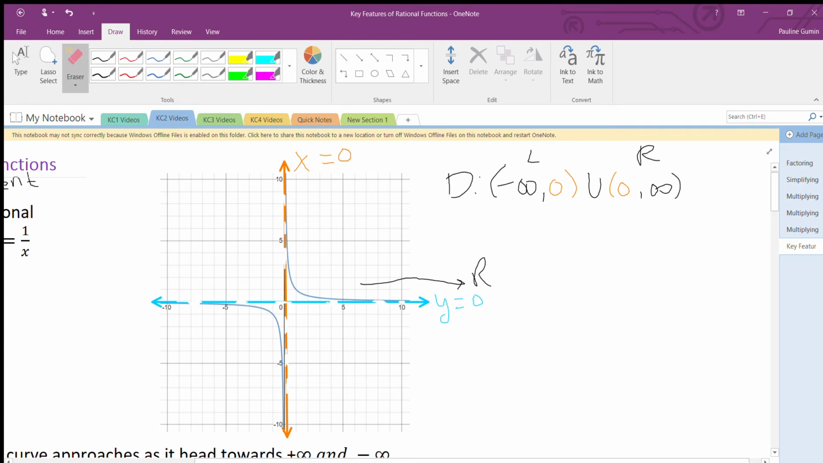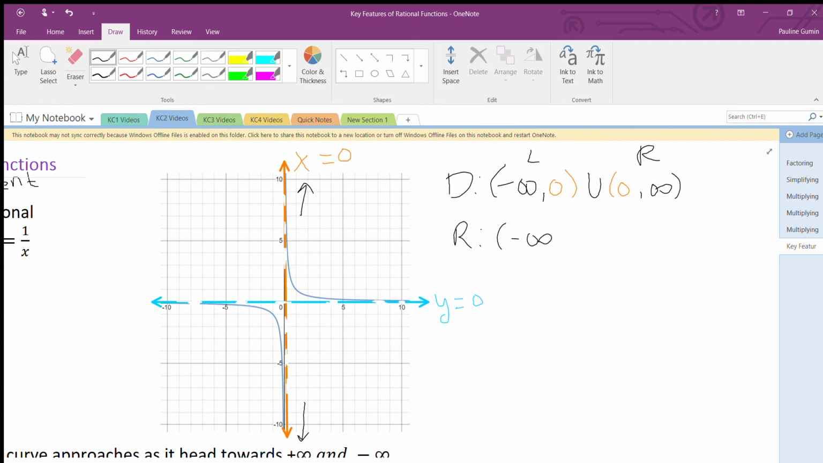All right, let's take a look at the range. For the range, we're looking at our y's. What is the smallest y? Well, if I keep going downwards, I'm going to hit negative infinity. Let's try that infinity again. That's a little better. And if we go all the way up, we're going to hit positive infinity.